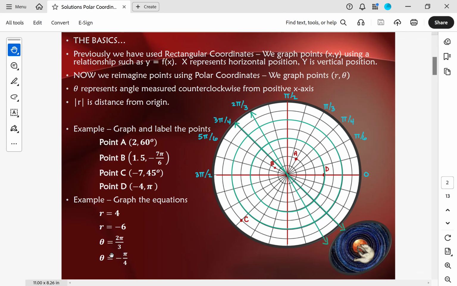Angle equaling a constant will make a line. If I find every single point in the direction of 2 pi over 3, not just towards it, but away from it, I get both sides of a line extending infinitely in both directions. Likewise with theta equals negative pi over 4, it's going to point towards negative pi over 4, but also towards 3 pi over 4. All right, so those are the basics. We're going to move on to the next page.